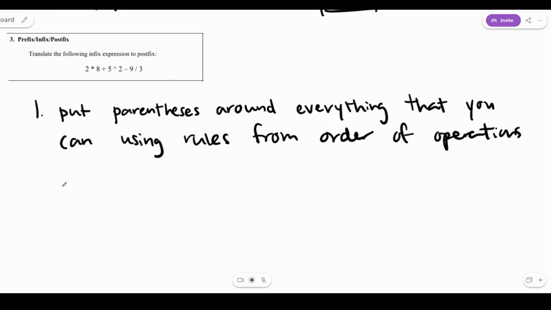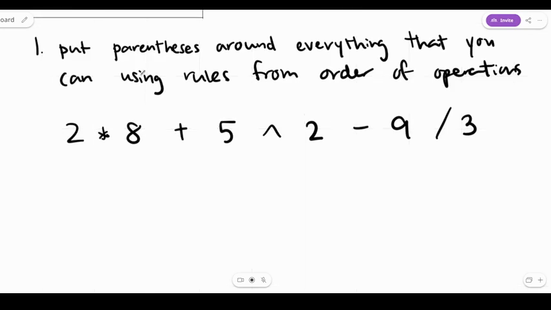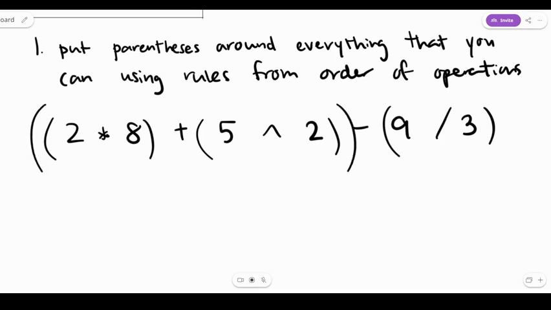So let's write down the expression: 2 times 8 plus 5 to the power of 2 minus 9 divided by 3. Okay, so what will we have evaluated first? Well, using PEMDAS, there's no parentheses here. But then we'll have to evaluate our exponents, our multiplication, our division, and then we're left with some addition and subtraction that would be evaluated from left to right. So something like this.